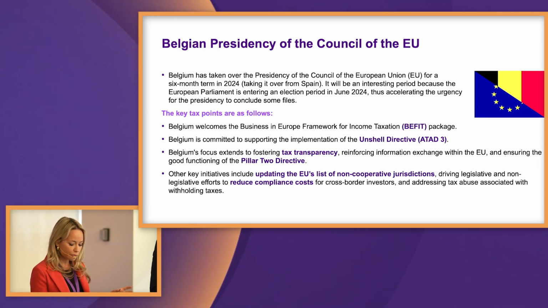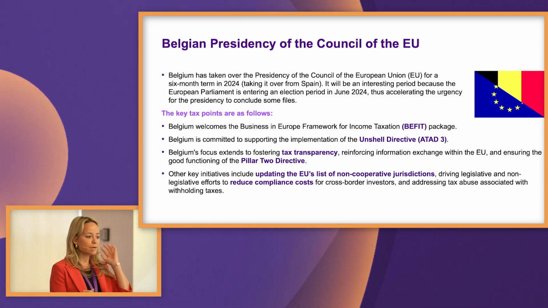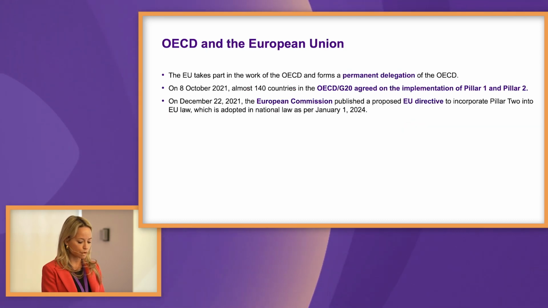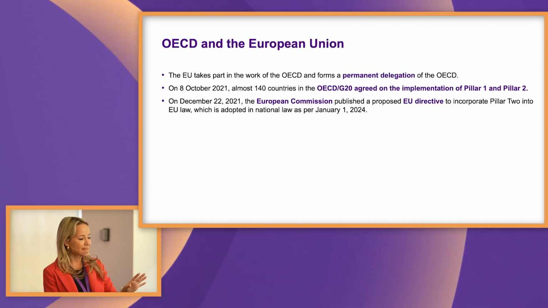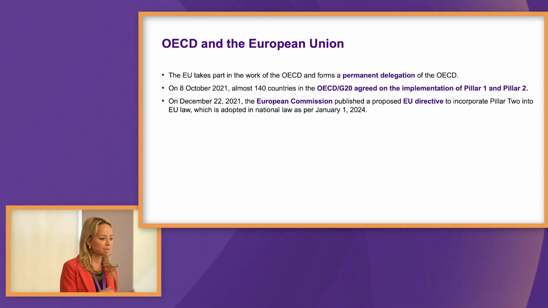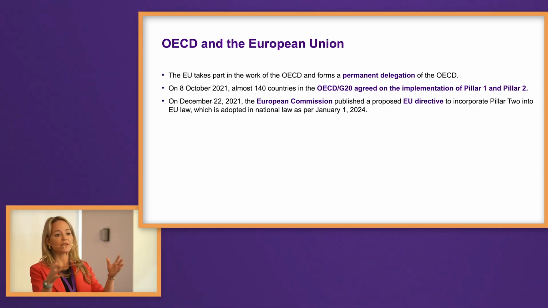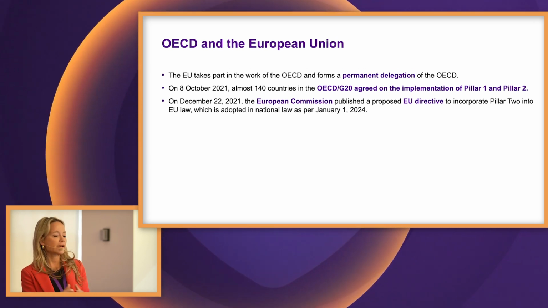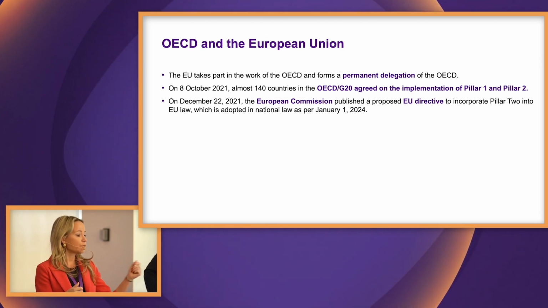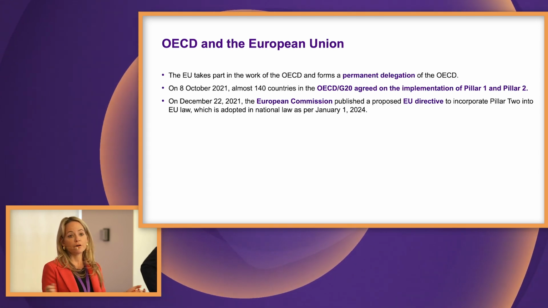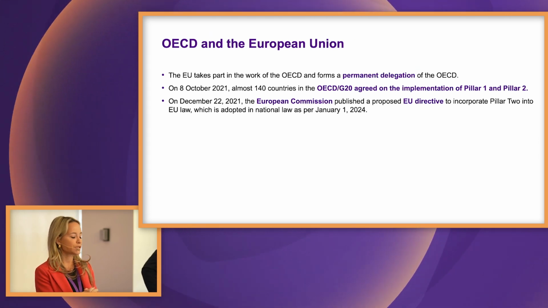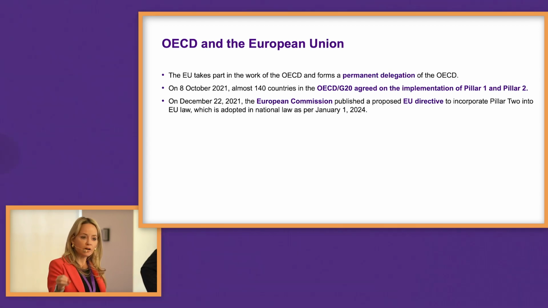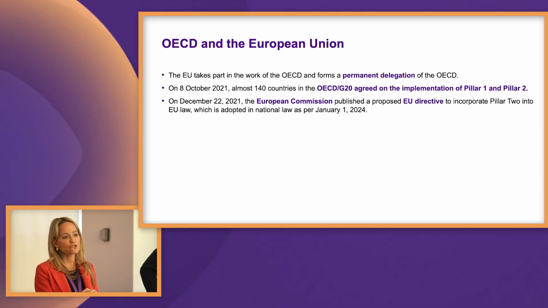And after giving you a brief overview of how the EU is formed and how the legislative proposals work, I thought it would be good also to give a slight comparison with the OECD, because here we have the European Union, 27 member states who form tax policy. And then we have the OECD, over 140 countries in the world who also form their policies. The EU takes part in a permanent delegation of the OECD.